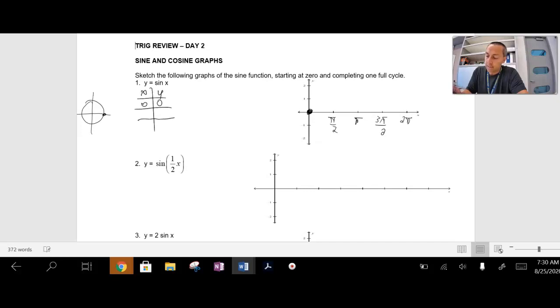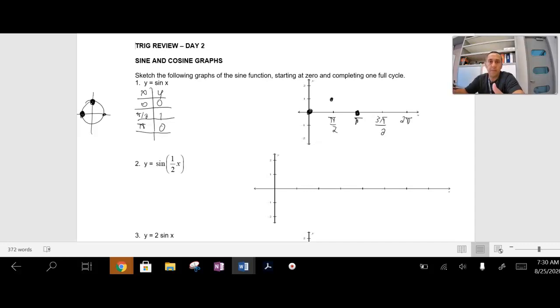If we go to the next point along the x-axis, which is pi over 2, that's the top of our circle. The sine of that point is the y coordinate up there. That's going to be a 1. So over here at pi over 2, you're going to put a dot at 1. The next value we're concerned about is pi. On our circle, the y coordinate is a 0 again, so that drops us down to here. We're doing this pretty quickly.